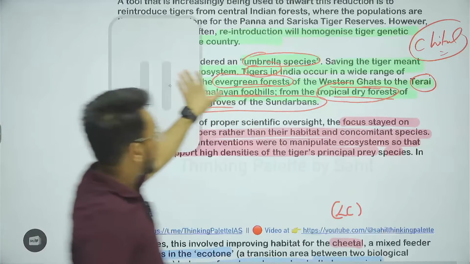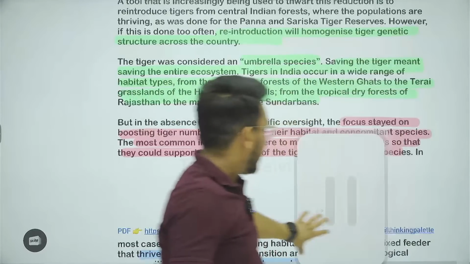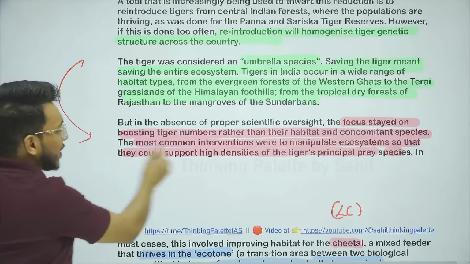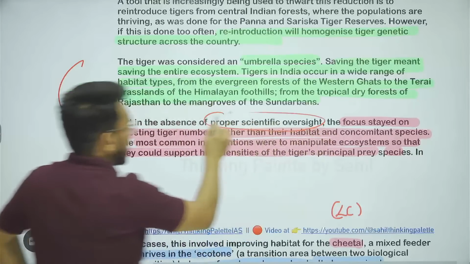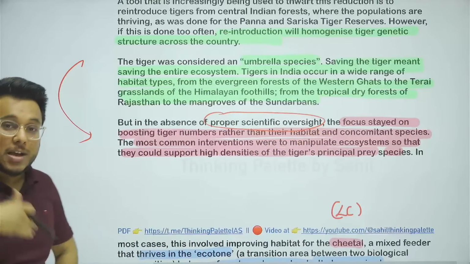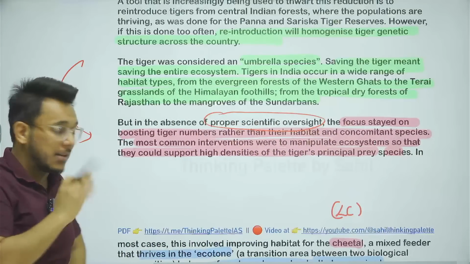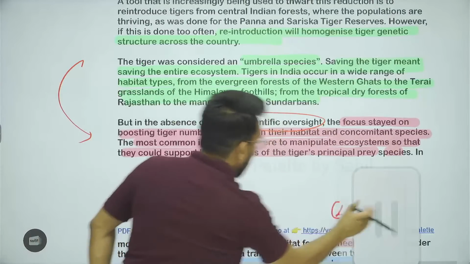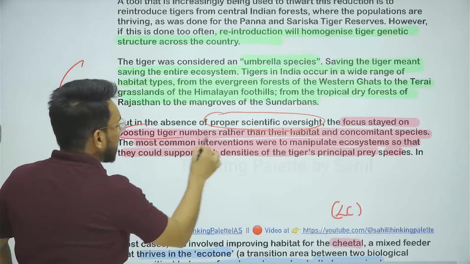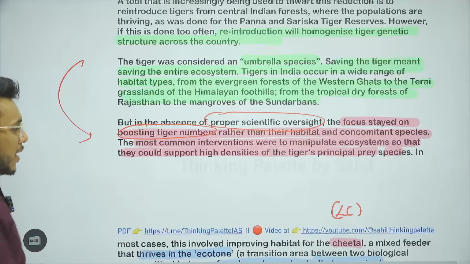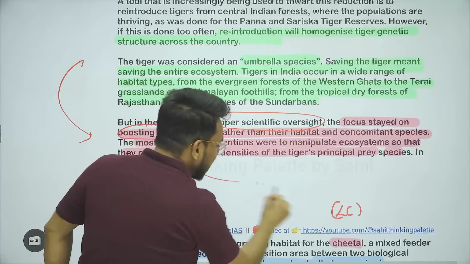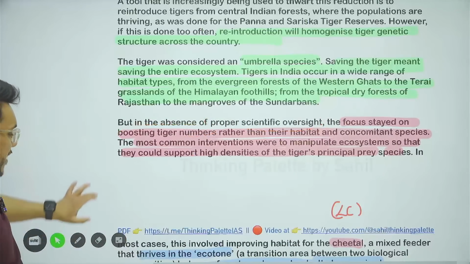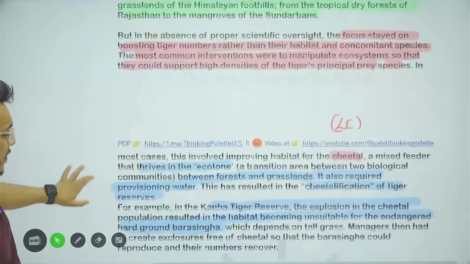But guys, in India, there has been one particular problem when we talk about the protection of tigers. In India, there is no proper scientific oversight on how, in a sustainable manner, the tigers are to be protected. See this particular thing: what we have done is focus on boosting the number of tigers. But in this capacity, we have not been very wise. Let me give you one example.